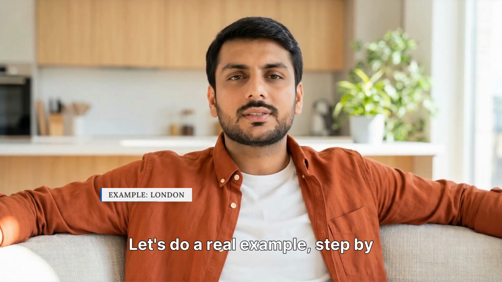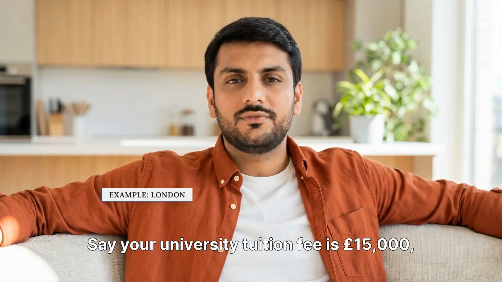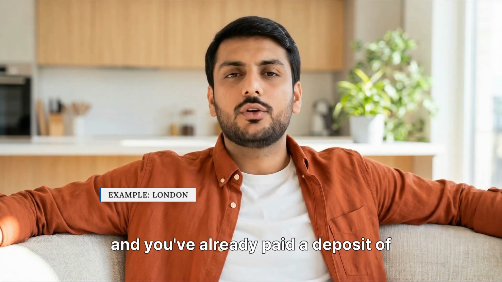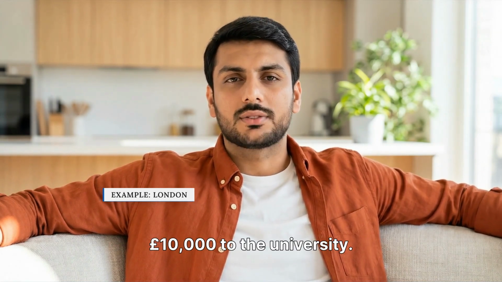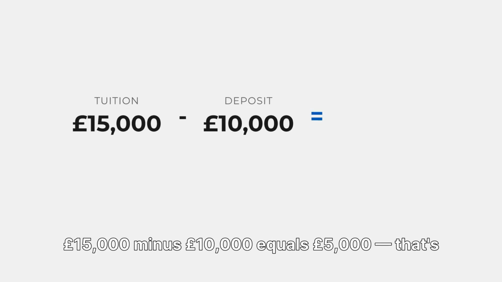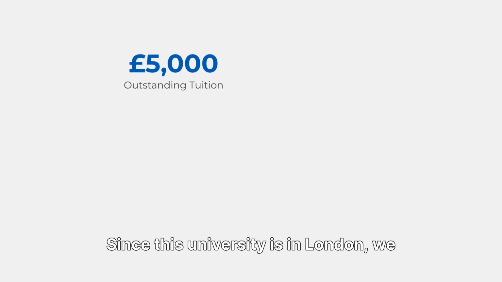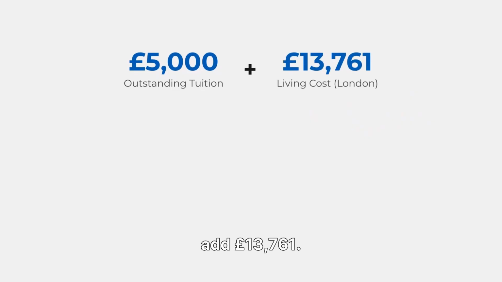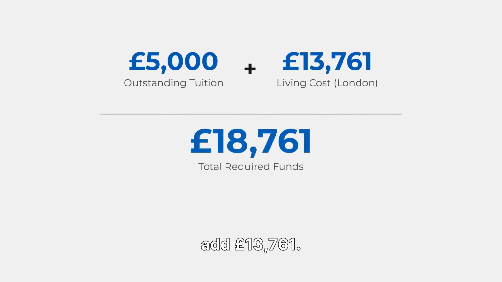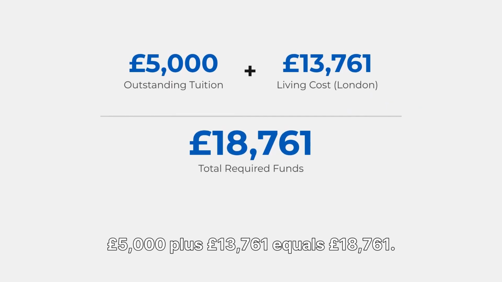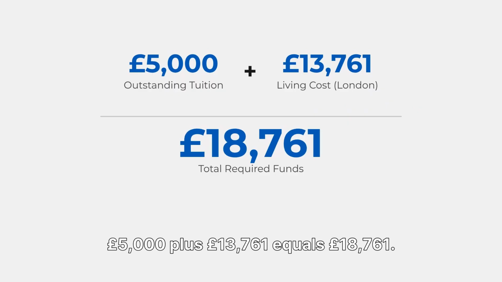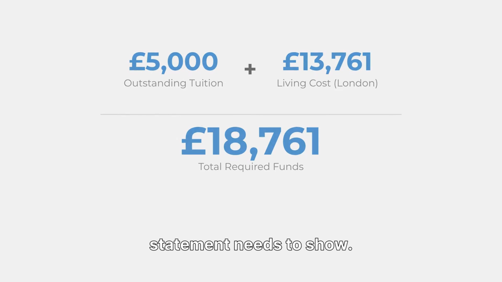Let's do a real example step by step. Say your university tuition fee is £15,000 and you've already paid a deposit of £10,000 to the university. Step 1. Subtract the deposit from the tuition. £15,000 minus £10,000 equals £5,000. That's your outstanding tuition. Step 2. Add your living cost. Since this university is in London, we add £13,761. £5,000 plus £13,761 equals £18,761. That is the total amount your bank statement needs to show.